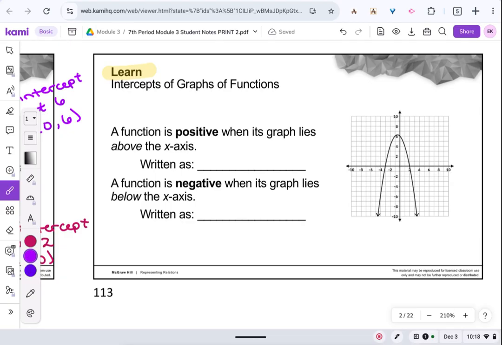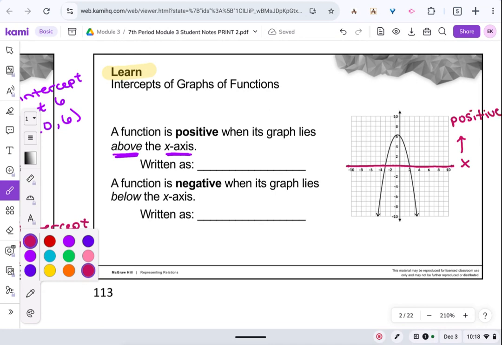So a function is positive when its graph is above the x-axis. So we're always going to be looking at our x-axis. That's, again, this axis here. That's our x, okay? Anything above that is where we're positive. So anything above that x-axis is positive. And when it's below the x-axis, that's when we're looking at stuff that's negative. So we've got positive and negative areas in our graph, okay?